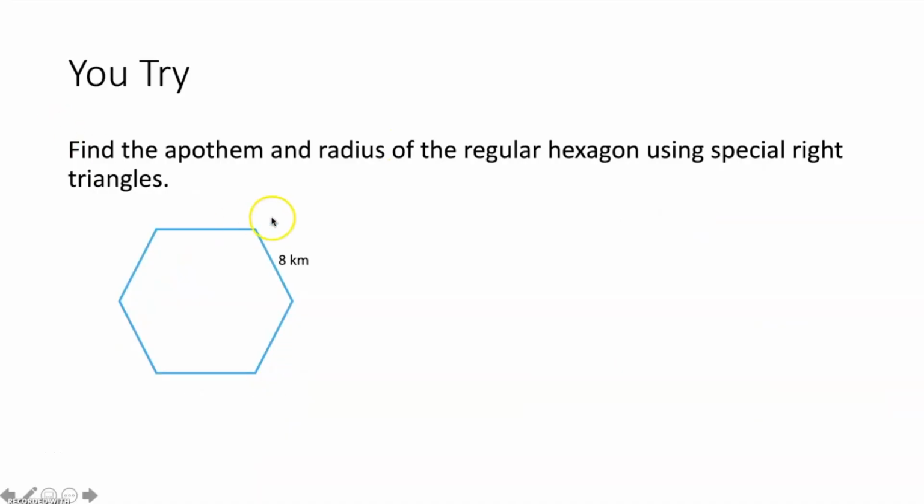It's a you try time. Here we go. Okay, doing the same thing. I'm again given a regular polygon. This time it's a regular hexagon, and I want to find the apothem and the radius.